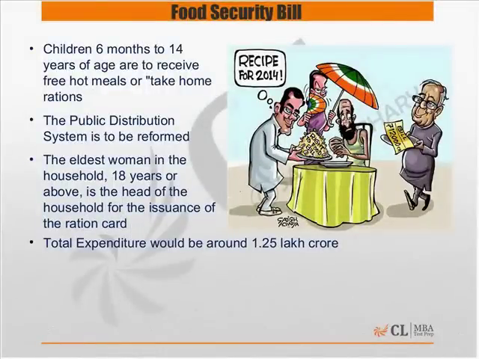Again, an important component of this bill is that the eldest woman in the household, 18 years or above, is the head of the household for the issuance of the ration card. And the right to declare the percentage of the population which would be covered under this bill is vested with the different states of India. The central government has introduced this bill, but it is going to be implemented by the states.